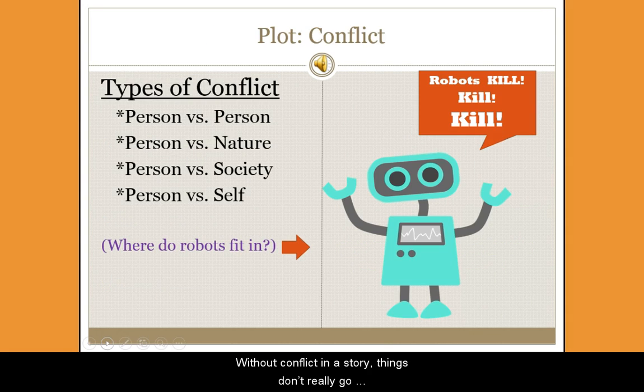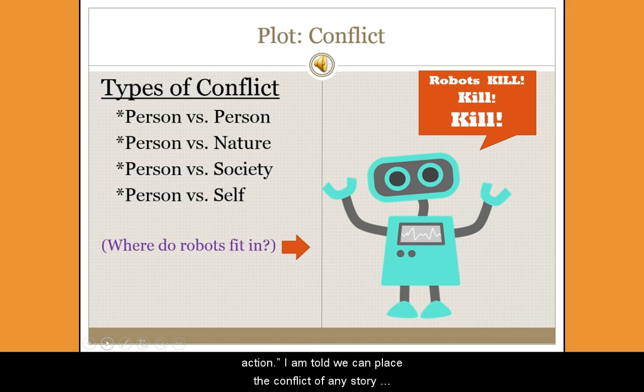Without conflict in a story, things don't really go anywhere. The characters need something to overcome. When we talk about the conflict of the story, we are talking about the main conflict. Often there are minor conflicts along the way we call complications or rising action.